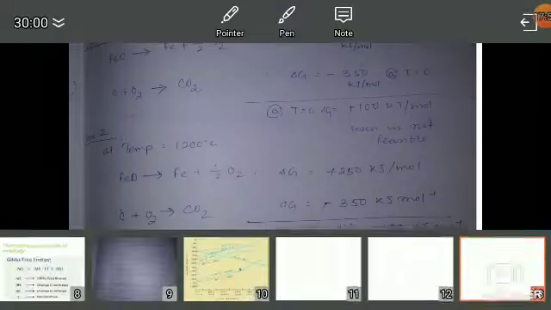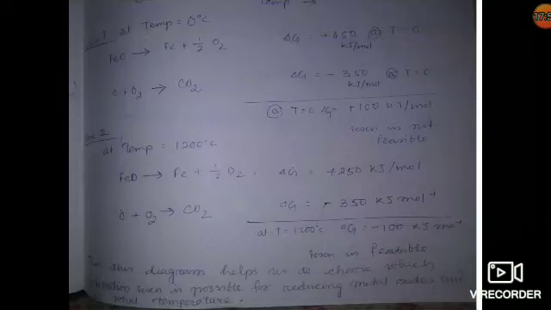If you sum up these two reactions at temperature 0, you are getting delta G value to be plus 100, plus 450 minus 350. If you sum up, the value will be plus 100. If delta G value is positive, the reaction is not feasible, okay.